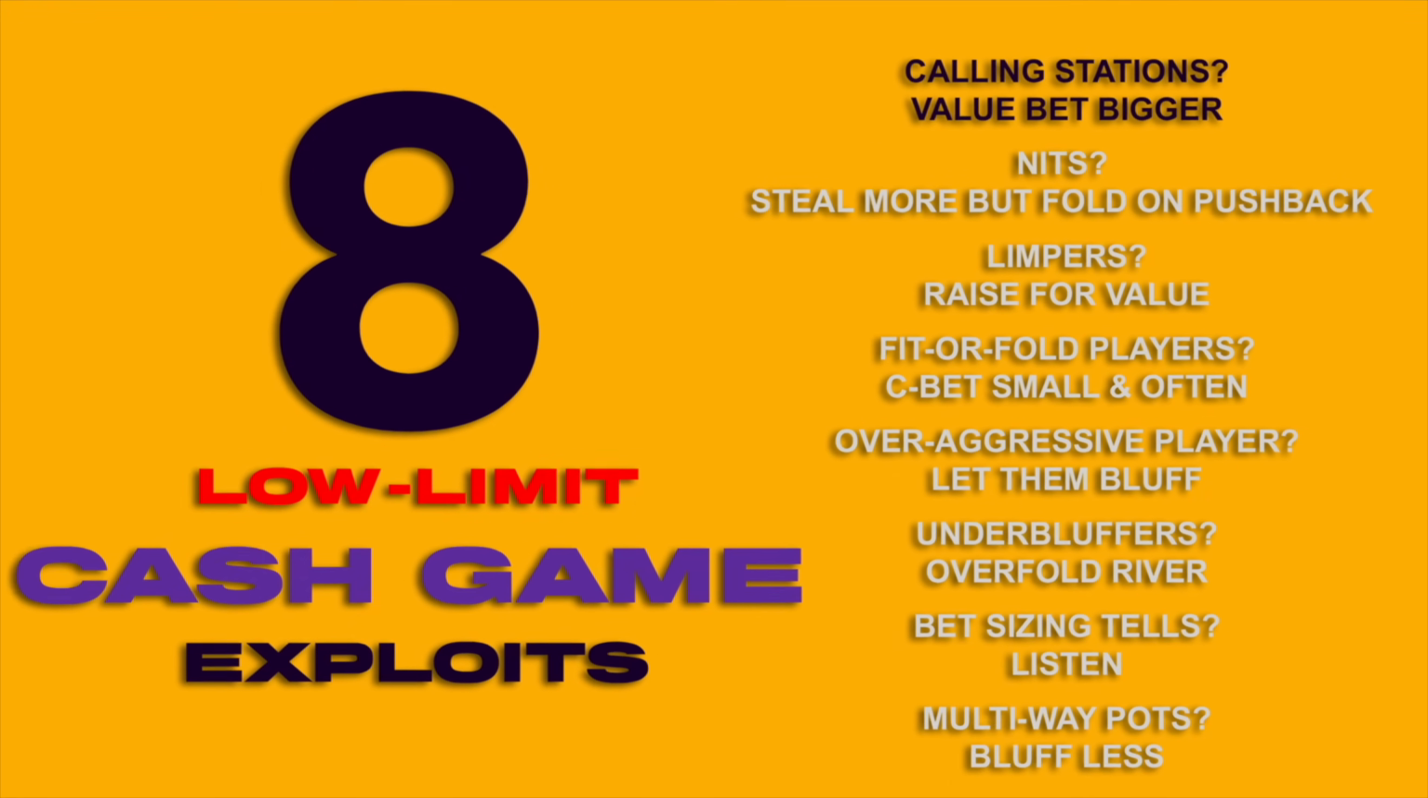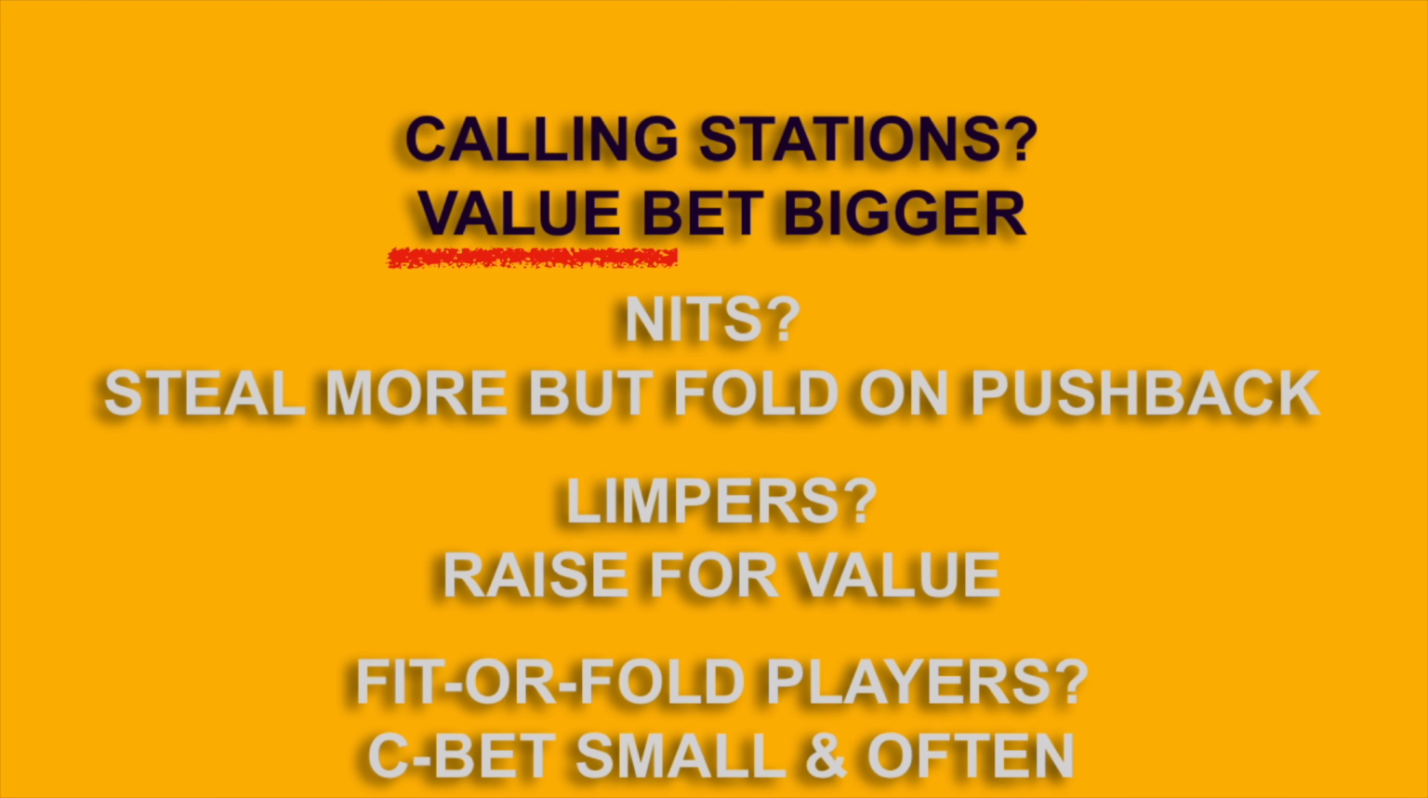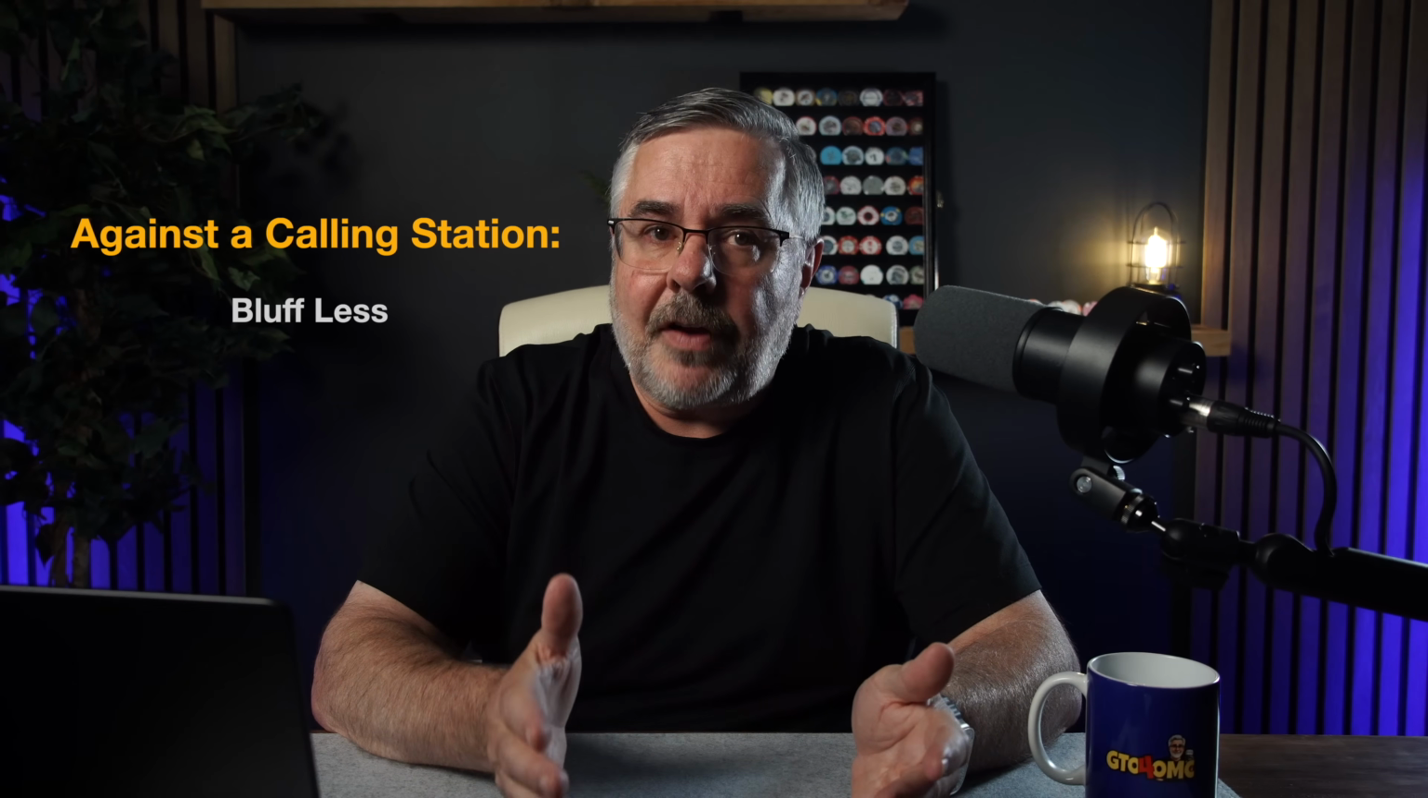So today we're going to talk about 8 simple small stakes exploits. The first exploit: against calling stations, value bet bigger. The calling station hates folding. They call pre-flop, flop, turn, and river. Sometimes they call and then say, I knew you had it, and you're thinking, then why the hell did you call? Against this player, bluff less, value bet more, and value bet bigger.